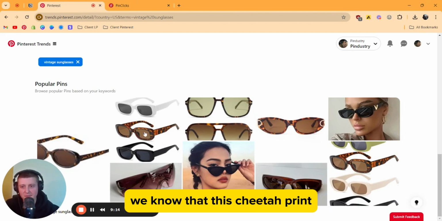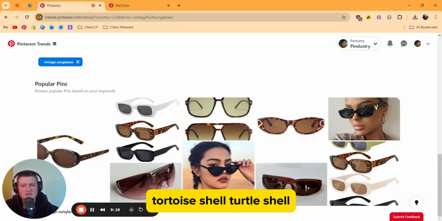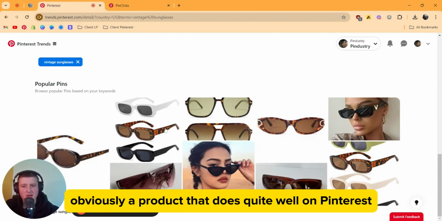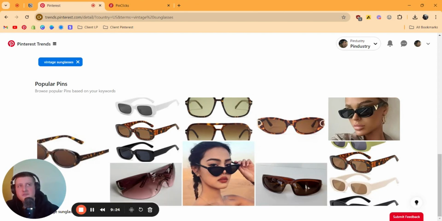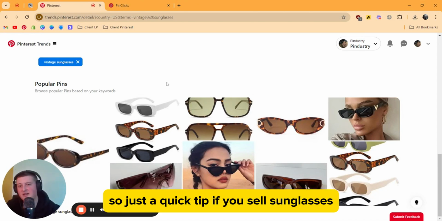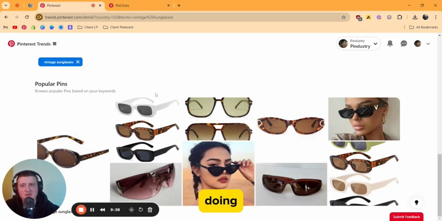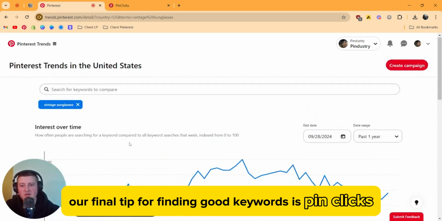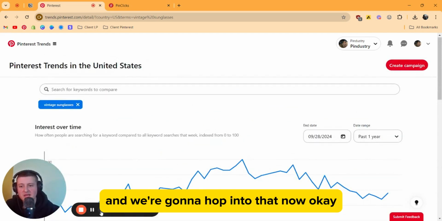We know that this cheetah print, or I think they call it tortoise shell, I think that's what they call it, is obviously a product that does quite well on Pinterest. So it's just a quick tip: if you sell sunglasses, this might be something that you would be interested in doing. Our final tip for finding good keywords is Pin Clicks, and we're going to hop into that now.